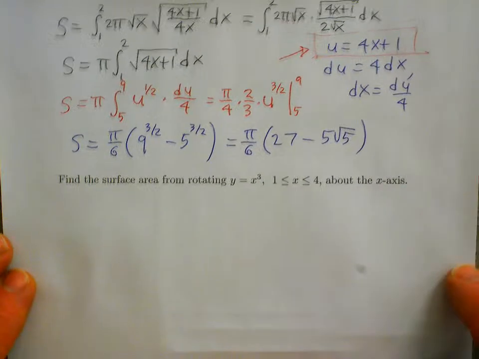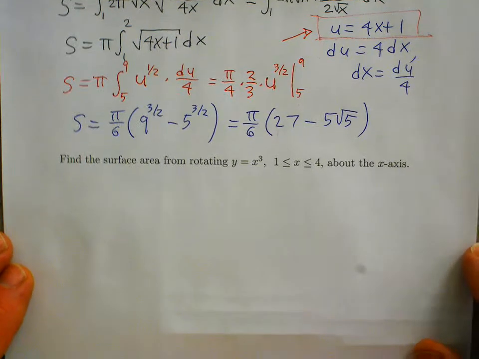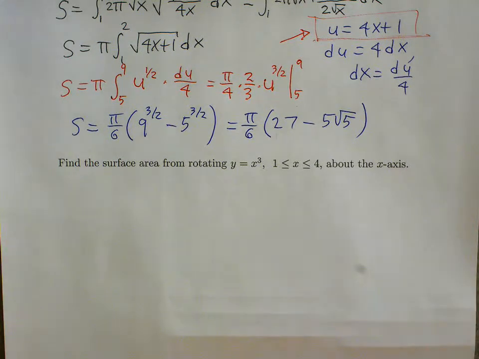Okay, let's do another one that's pretty straightforward also. Find the surface area by rotating y equals x to the 3rd for values of x from 1 to 4 about the x-axis.